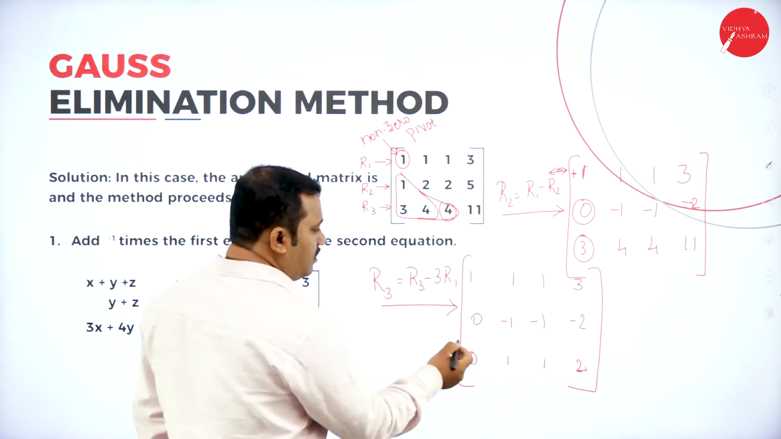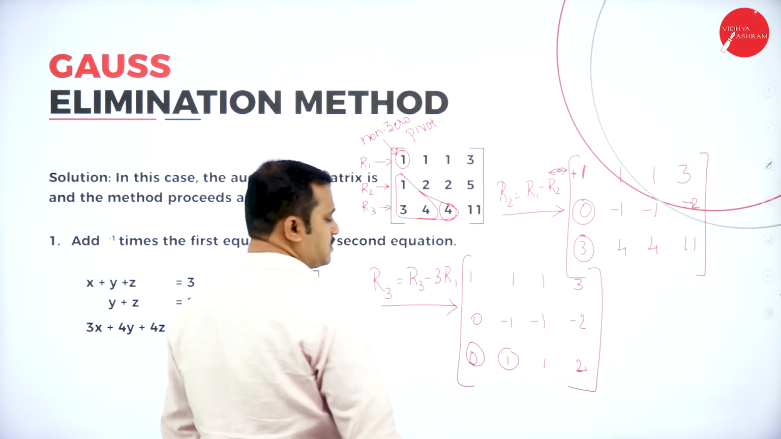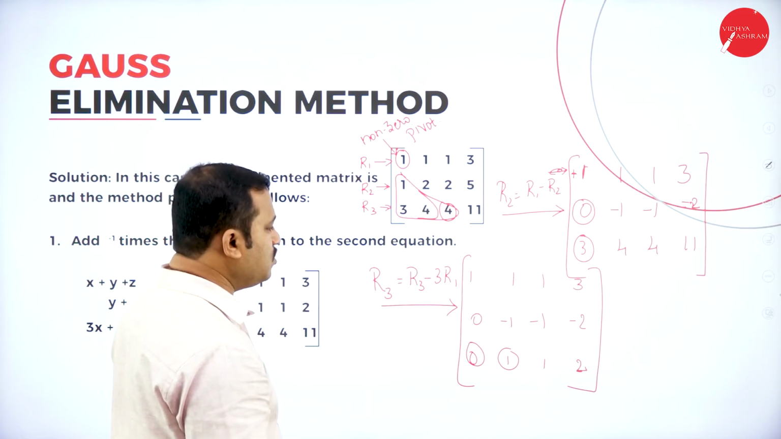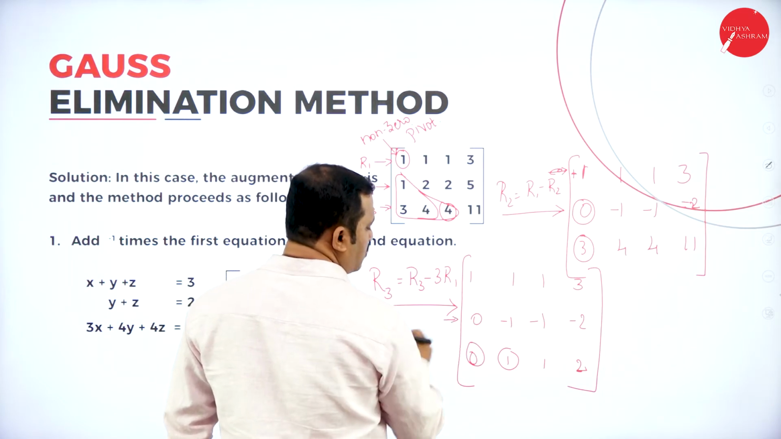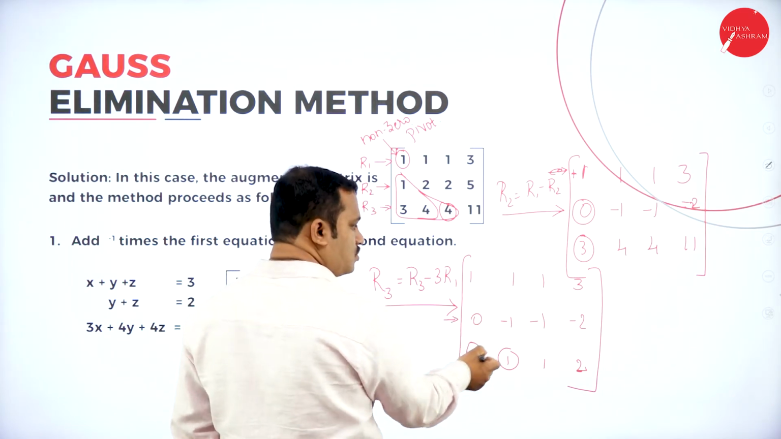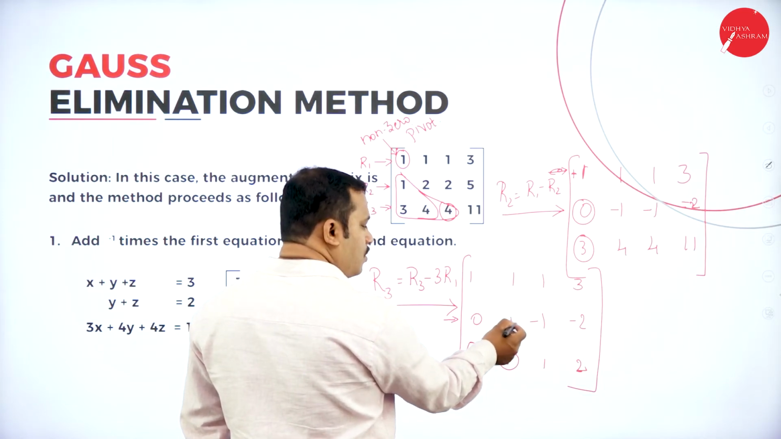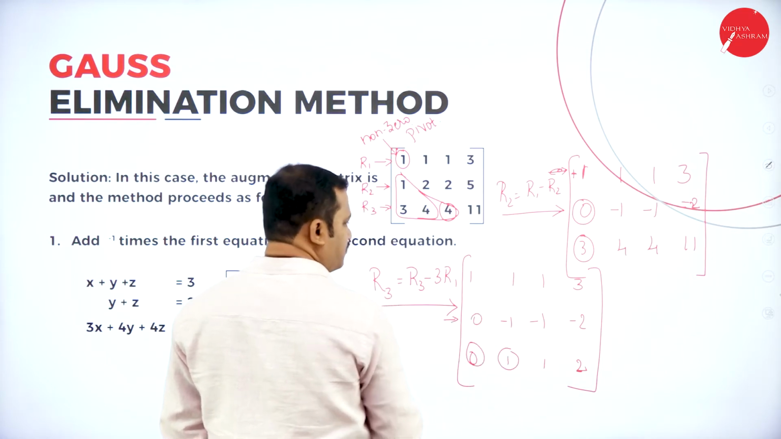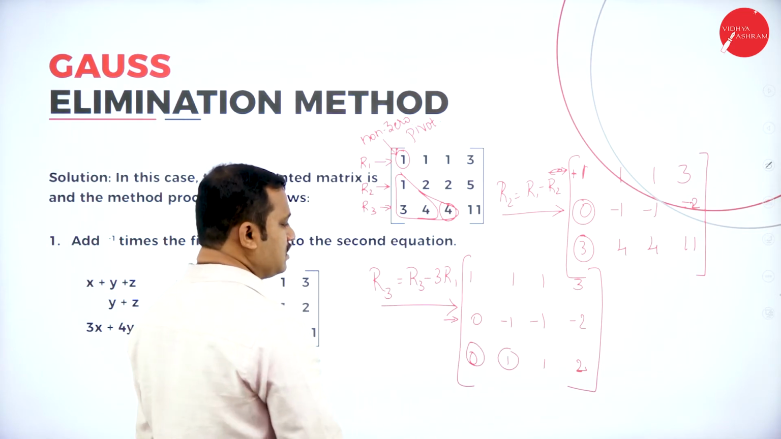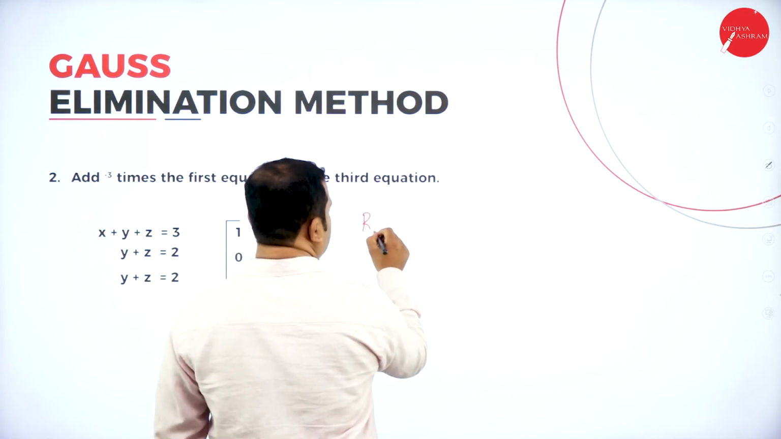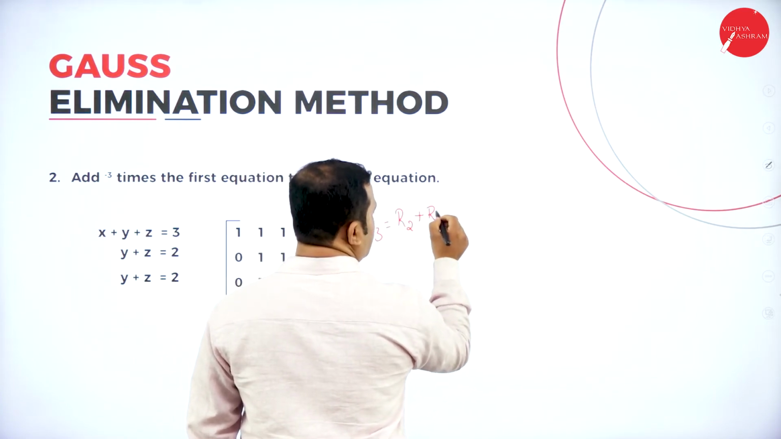Now, we have done with this element as 0. Next, which is the next objective? I want to make this as 0. How can I make this as 0? By doing the operation like this: R2 plus R3 is assigned to R3. Let me rewrite the value. R3 is equal to R2 plus R3.